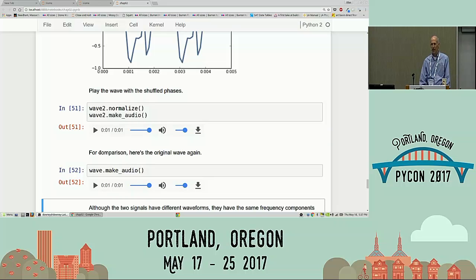To my ear, those sound a little bit different. It sounds like the scrambled one has had a little bit of a low-pass filter. It sounds a little bit muffled. But they sound more similar than I expected them to sound, because the waveforms look totally different. But they sound pretty close to the same to us. I'm not sure why they don't sound exactly the same.